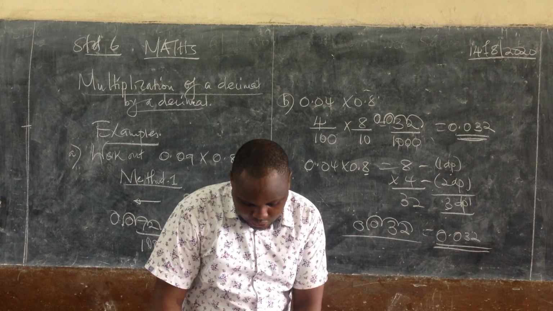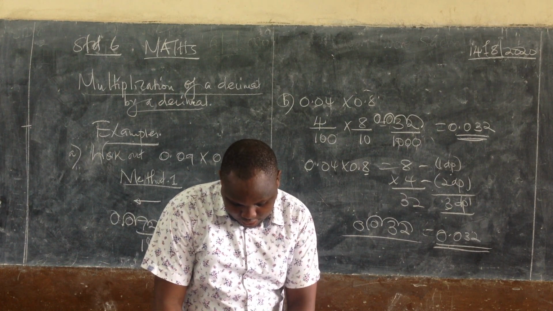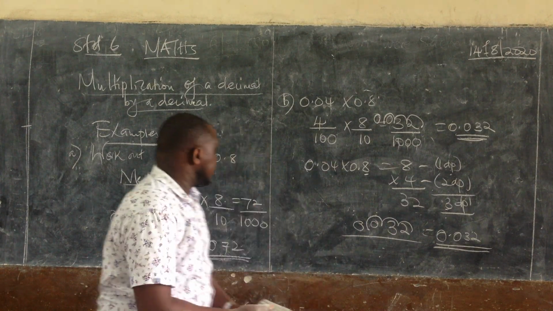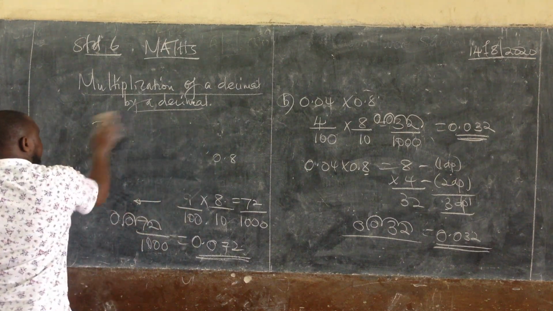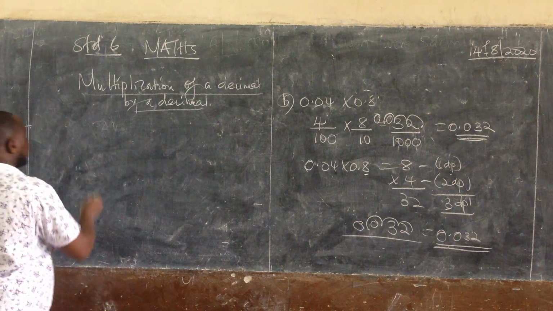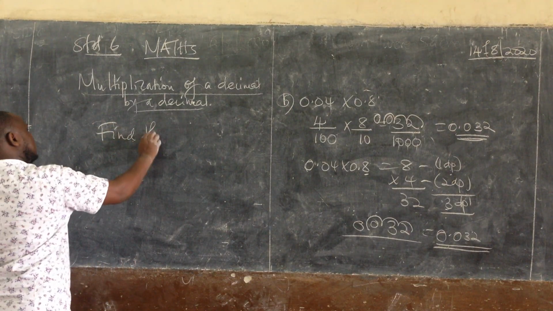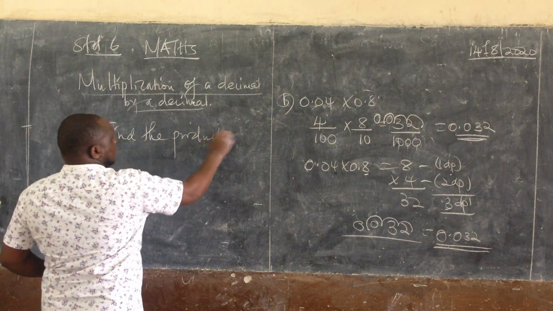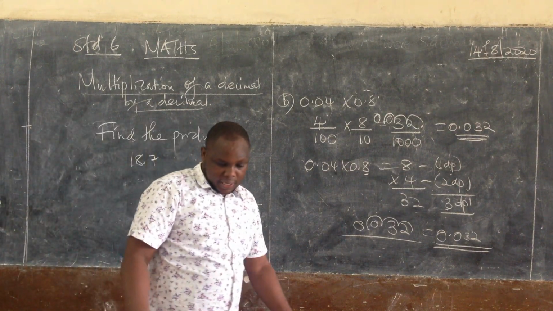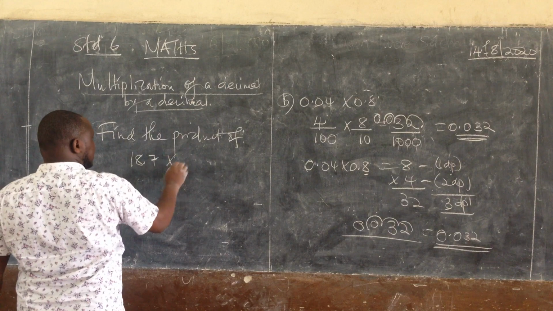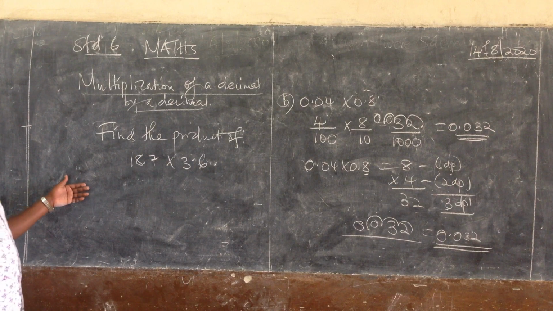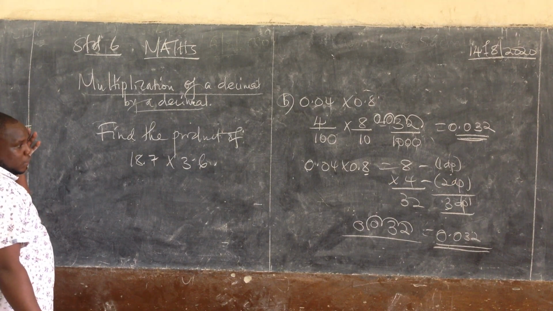I want to give you another question where you're given: find the product of 18.7 times 3.6. It's very easy, Lana. So what are we going to do, Lana?